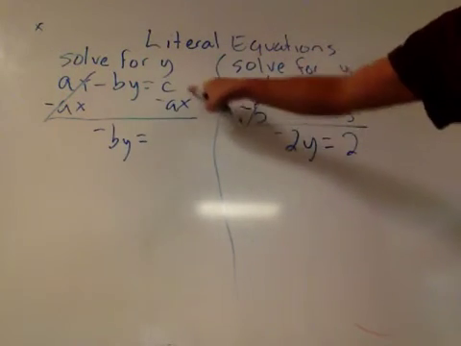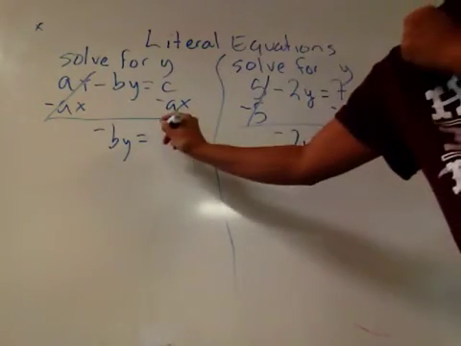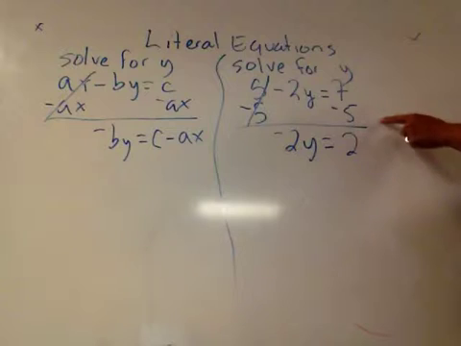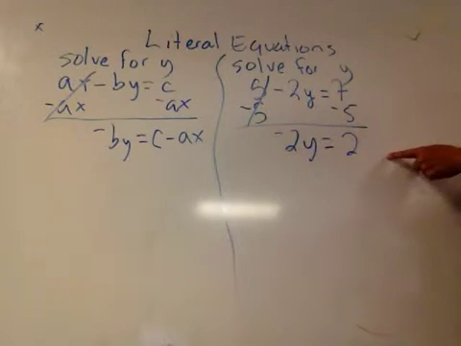Well, it's the same thing. I just can't combine this. So all I'm going to do is write down c minus ax. Because I don't really write down 7 minus 5 when I do that. I know what that is. That's why I write down the 2.